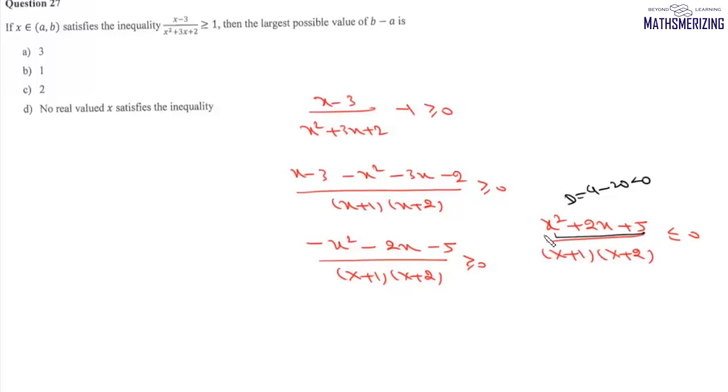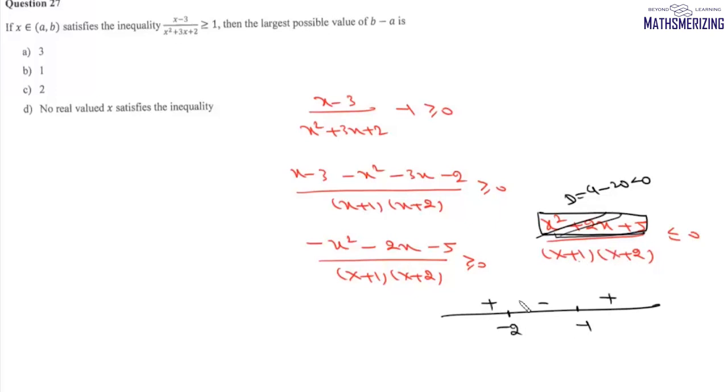Now d is less than 0 and the coefficient of x square is positive. So that means this expression is always positive. If an expression doesn't change sign, we can remove it from the inequality. So we'll remove it. The only critical points that we'll have here are minus 2 and minus 1. So it'll be plus, minus and plus.